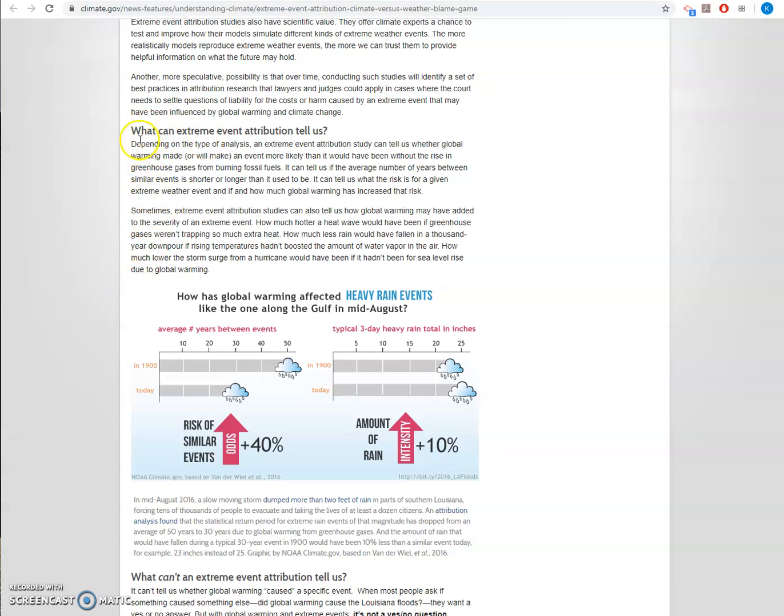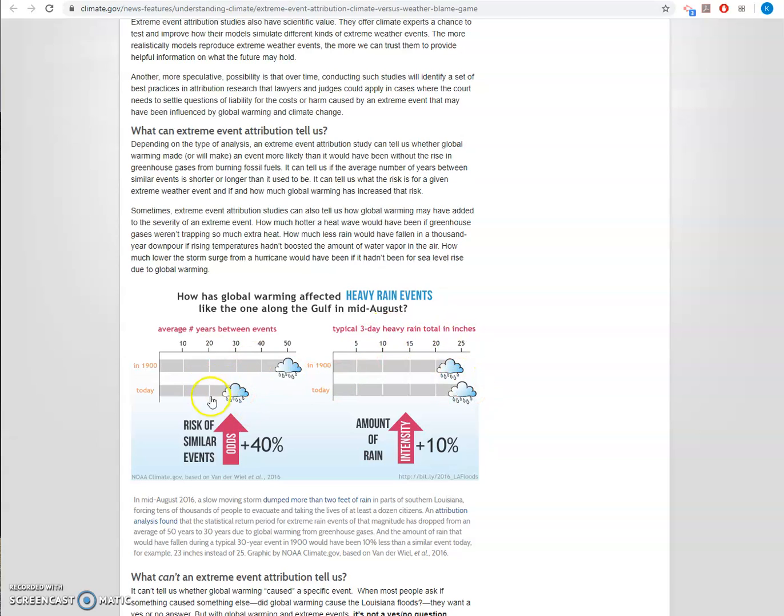And if you want to look more at this, you can look at heavy rain events in the Gulf in the summertime and how global warming has affected them. These graphs are comparing the difference in average number of years between events and your 3-day heavy rain total in inches, right?